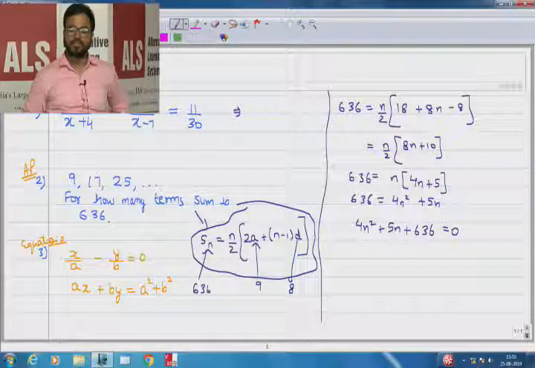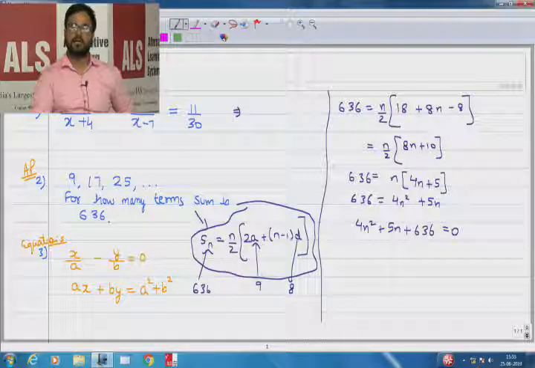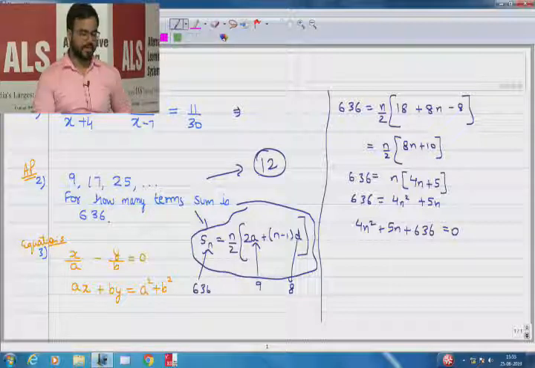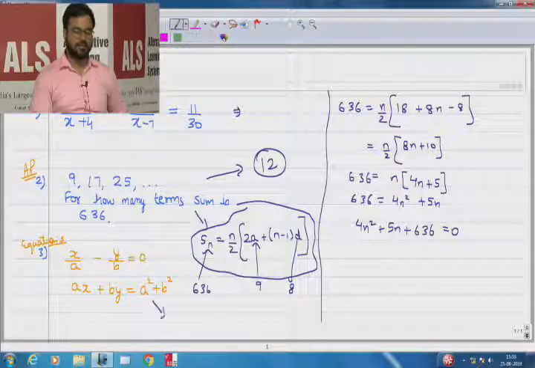And the third question is the same as the linear equation in 2 variables. So I am telling you the answer, you have to do this on your own. So the answer for question number 2 is 12, and the answer for question number 3 is that x is equal to a and y is equal to b.